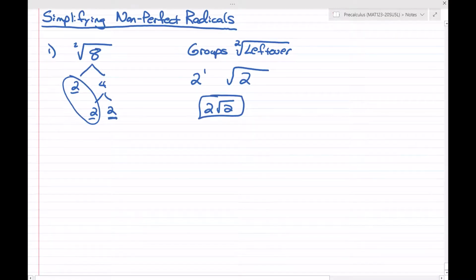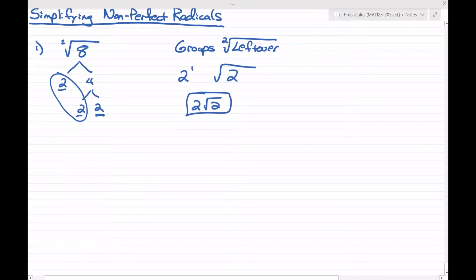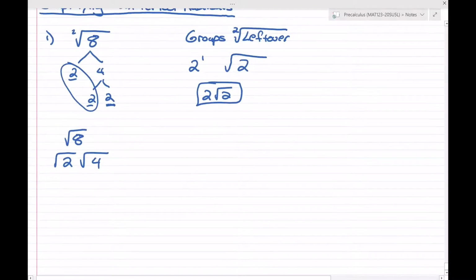Now another way some teachers teach, it's not wrong, but I found my students prefer the prime factorization method, is to take the square root of 8 and break it down to perfect squares. So for example, I know that 8 is really 2 times 4. So the square root of 8 is really just the square root of 2 times the square root of 4. The square root of 4 is just 2. And that's the same thing as the answer we got over here.